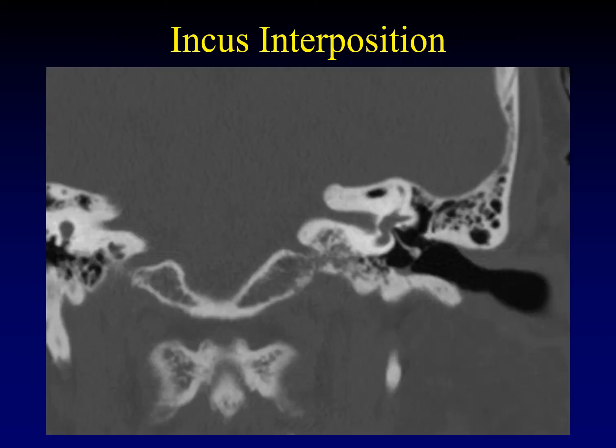Another way of reconstructing the ossicles is to use an incus interposition. This, of course, only works if the incus is uninvolved in whatever process required you to reconstruct. Here we use the incus as the entire ossicular chain. You can see the tympanic membrane here, the oval window there, and there is a single bone running the entire length of the ossicular chain. That's the incus, and it's just been repurposed to be the entire ossicular chain. This is called incus interposition.